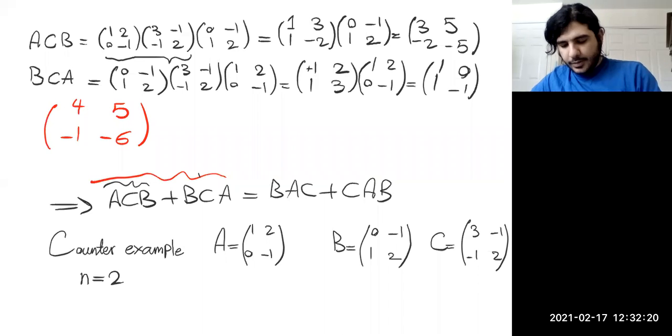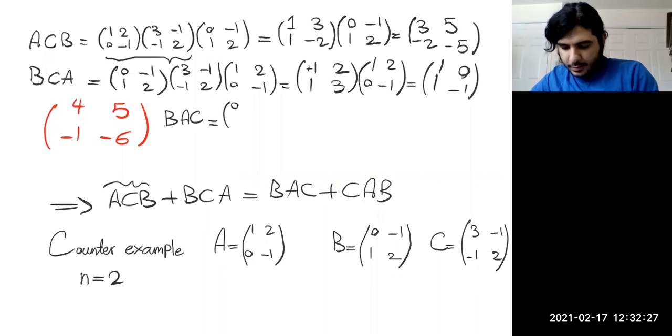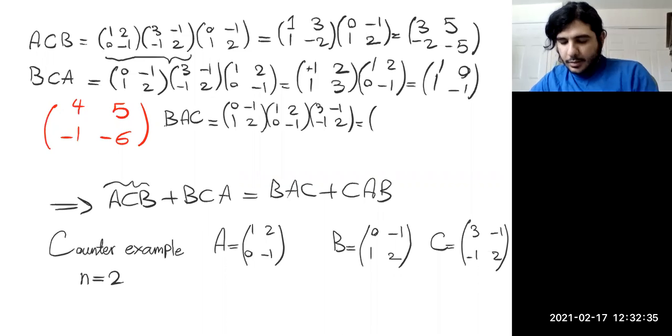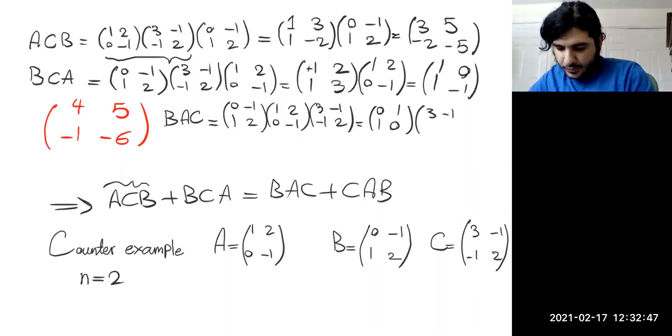Maybe I would start from, maybe I would write here. Okay, so BAC is equal to 0, minus 1, 1, 2, times 1, 2, 0, minus 1, times 3, minus 1, minus 1, 2. So the multiplication of first two matrices is equal to 0, 1, 1, 0, times 3, minus 1, minus 1, 2, which is equal to minus 1, 2, 3, minus 1.